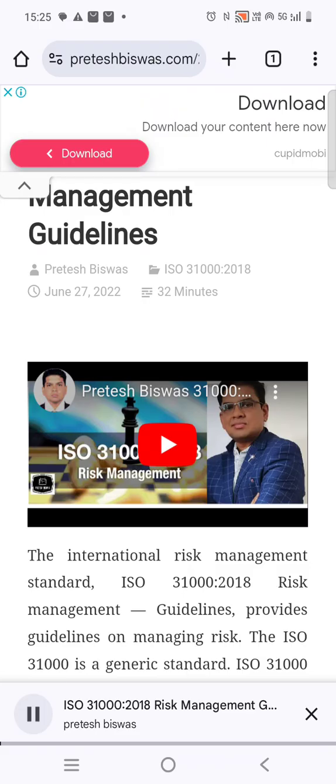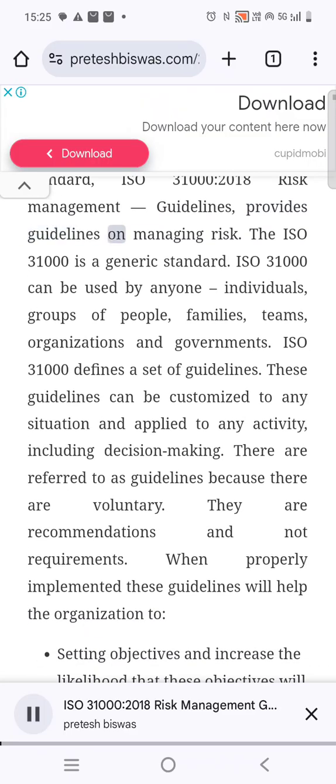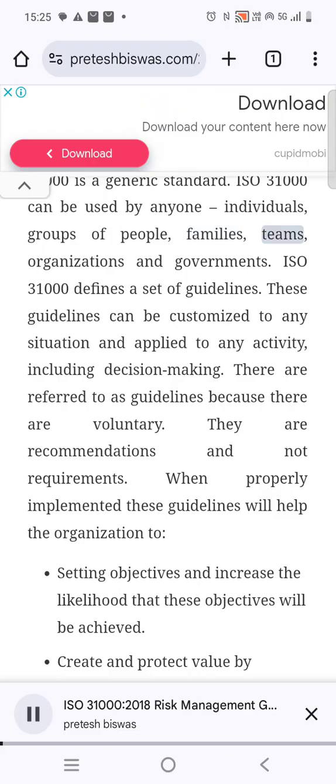Pritesh Biswas. The International Risk Management Standard, ISO 31000-2018 Risk Management Guidelines, provides guidelines on managing risk. ISO 31000 is a generic standard. It can be used by anyone: individuals, groups of people, families, teams, organizations, and governments.